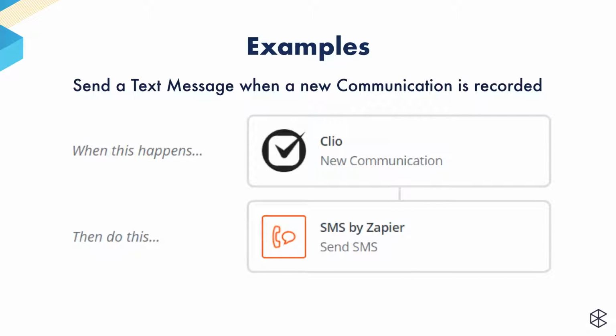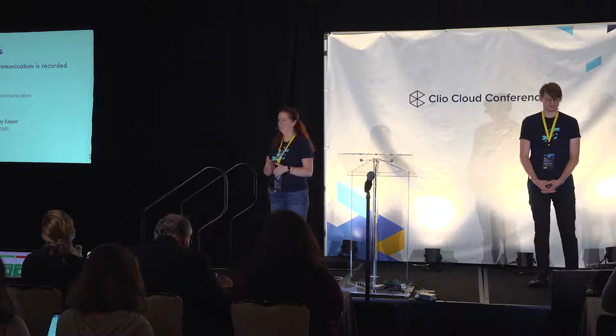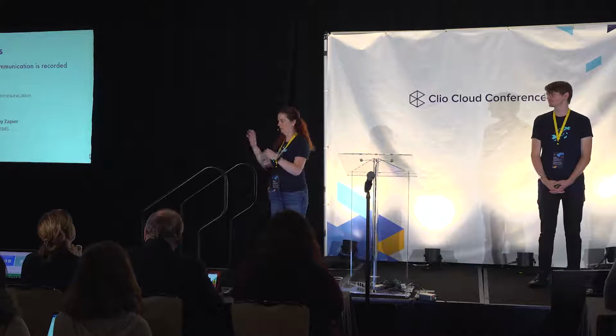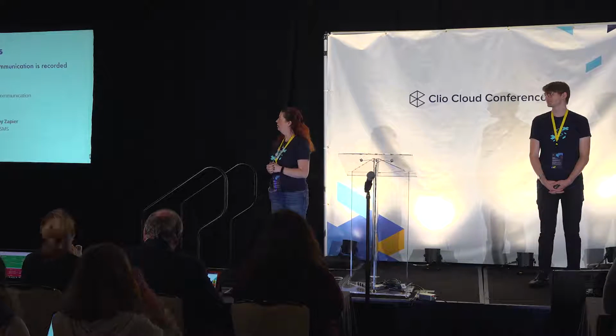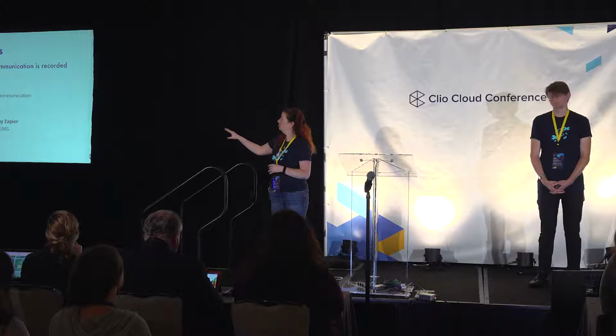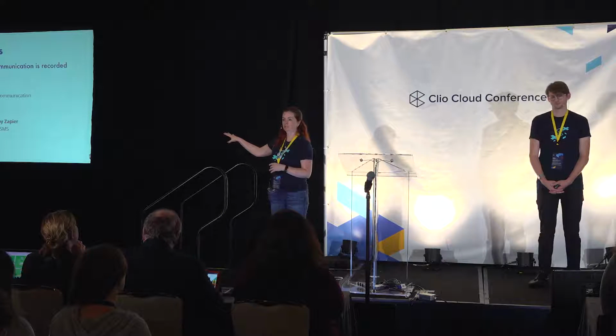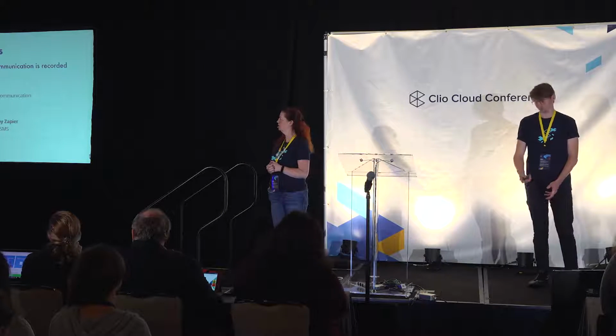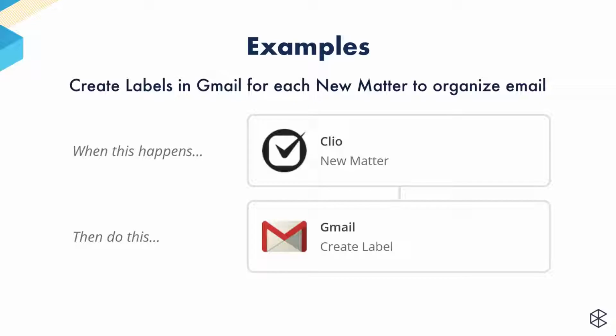So let's have that in the back of our mind and take a look at a couple of examples. Sending a text message is something that Clio doesn't do directly. But what if you could create a new communication in Clio, right? A phone message, email message, that kind of thing. And then you could have it automatically send a text message based on that trigger, right? There's an example of one thing that you can do. Let's go to the next one.